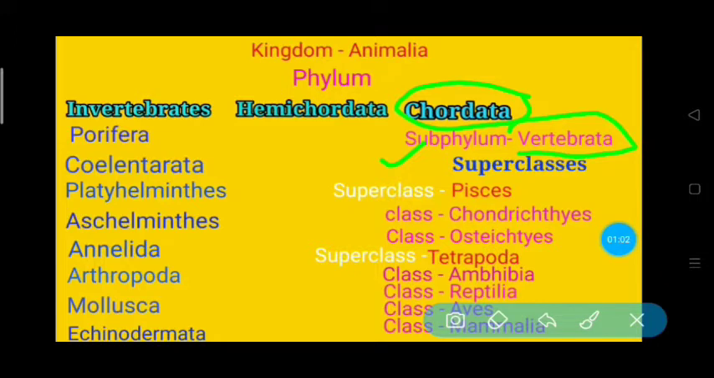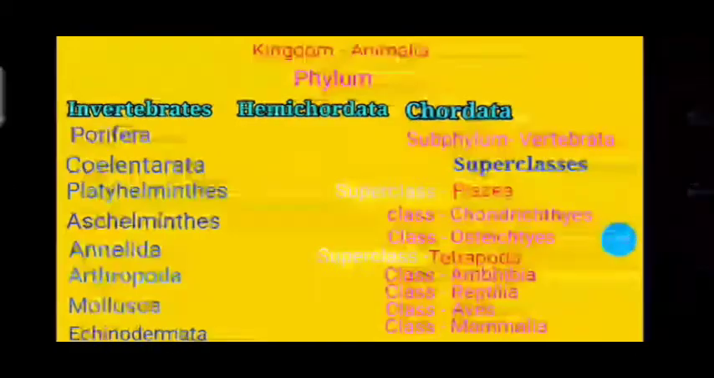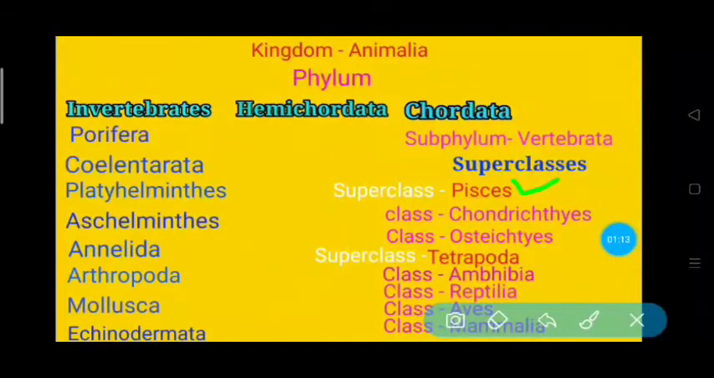This subphylum is again divided into two superclasses, Pisces and Tetrapoda. Pisces includes fishes, and tetra means four, poda means legs. Animals having four legs are included in this superclass Tetrapoda. It has some classes like Amphibia, Reptilia, Aves and Mammalia.